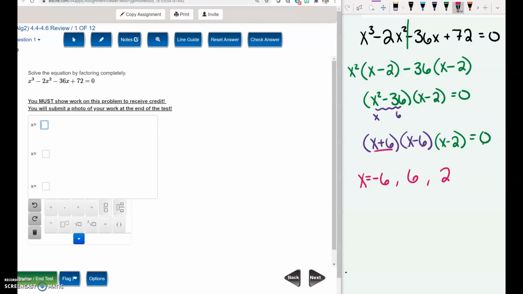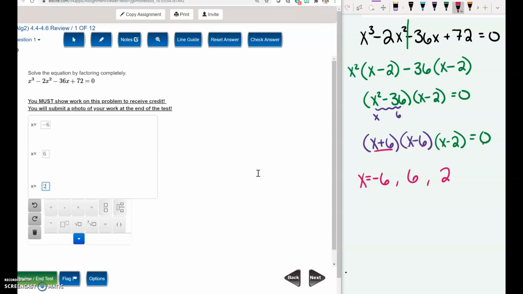So in these fields, we're going to type in negative 6, and you can type that in your keyboard, minus sign 6, or you can use this keypad here. This is positive 6, so you can just type 6 in. And then the next one is positive 2.